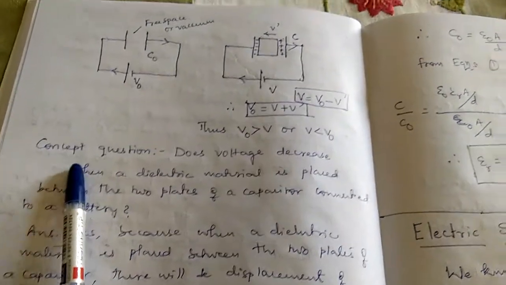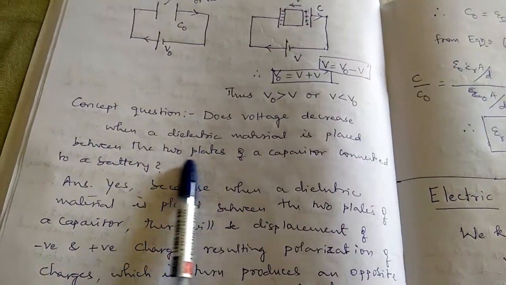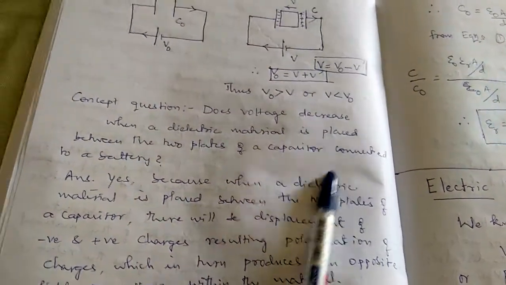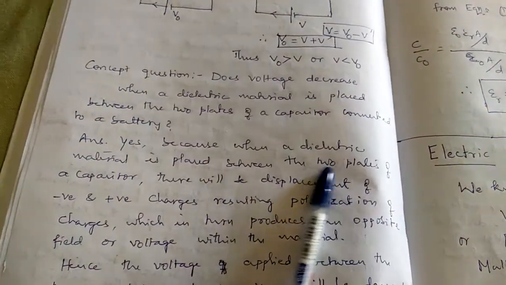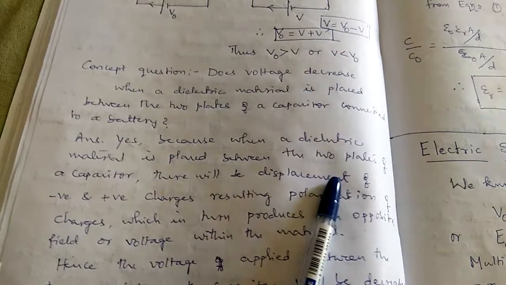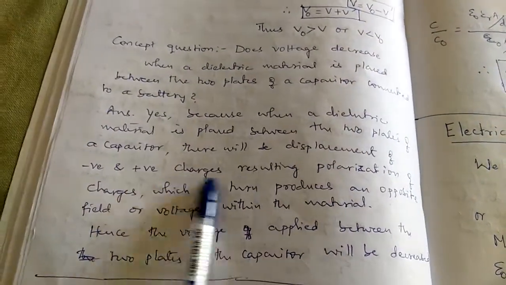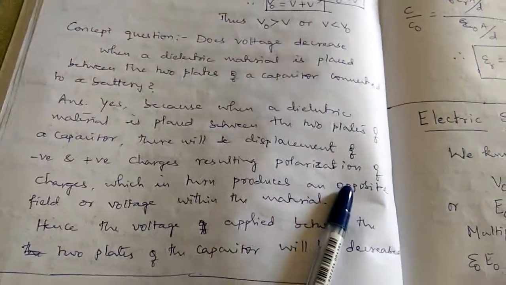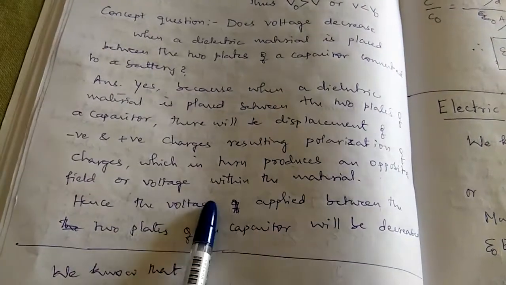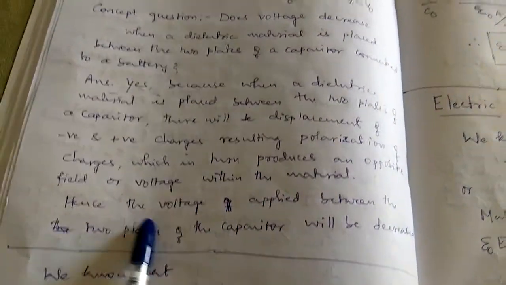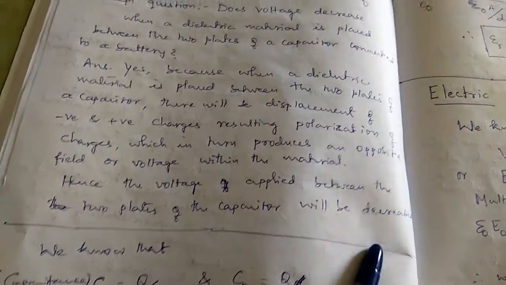So, we can answer a concept question. Does voltage decrease when a dielectric material is placed between the two plates of a capacitor connected to a battery? Answer: yes, because when a dielectric material is placed between the two plates of a capacitor, there will be displacement of negative and positive charges, resulting in polarization of charges, which in turn produces an opposite field or voltage within the material. Hence, the voltage applied between the two plates of a capacitor will be decreased.